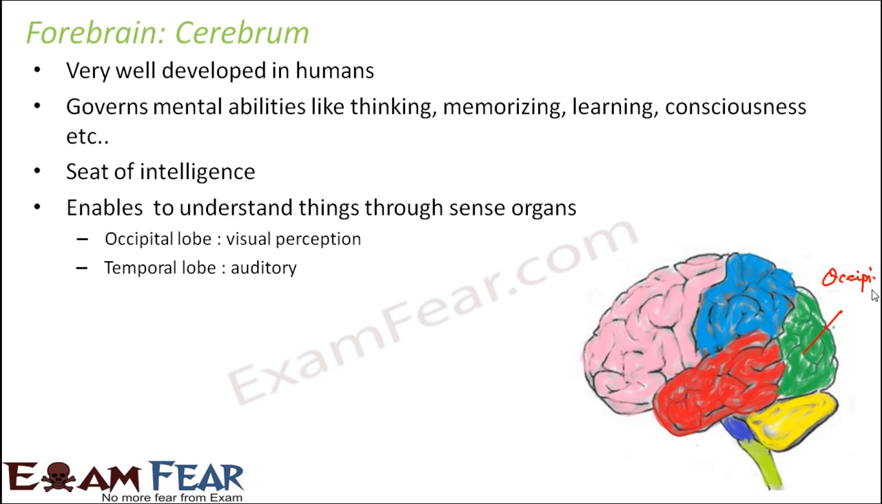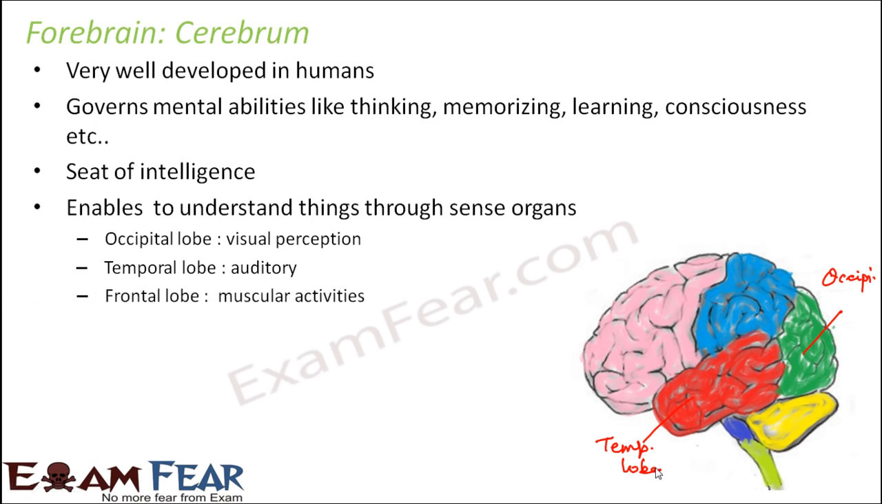Similarly, there is another lobe called the temporal lobe, which is the auditory lobe. This one is the temporal lobe. It helps us to interpret whatever sounds we heard. Like if you hear the roar of a tiger, you get to know that this is a tiger. How do you interpret that sound? That is done by the temporal lobe.